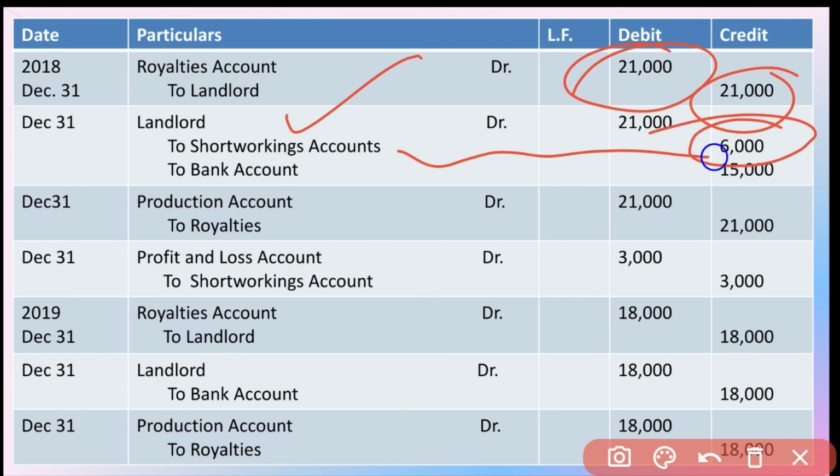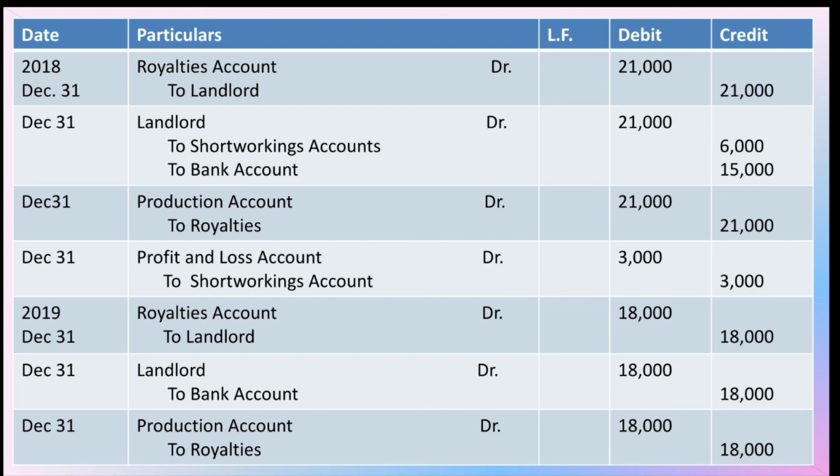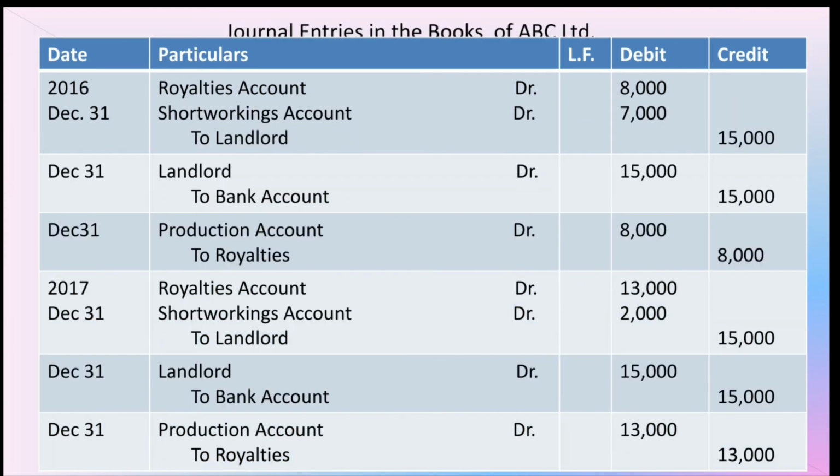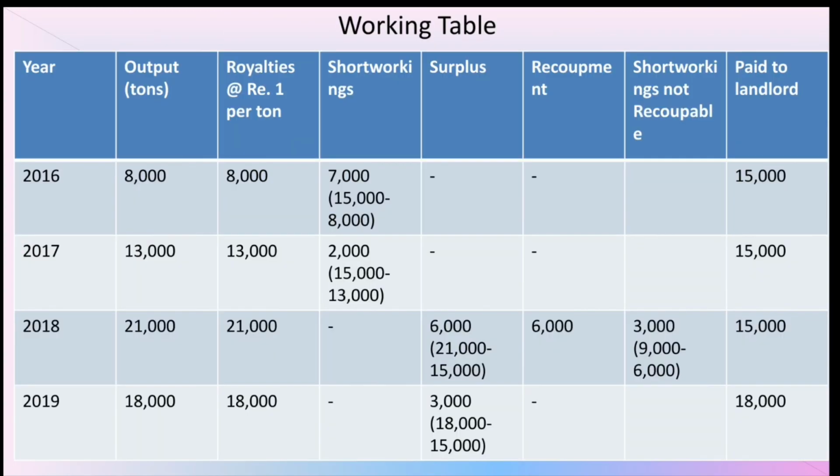Okay, and the payment made to the landlord was 15,000. The amount of royalty was transferred to the production account. Another thing that we need to see is the excess, whatever was a loss to ABC Limited, that is 3,000, has been transferred to the profit and loss account. You can understand this with the help of the table.